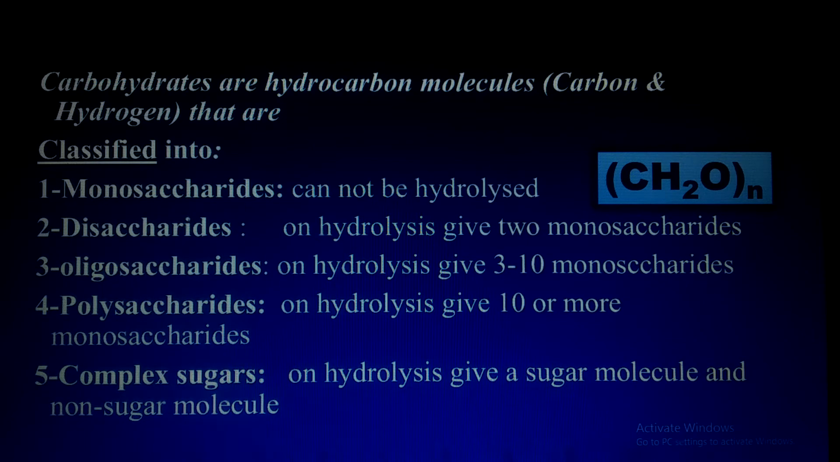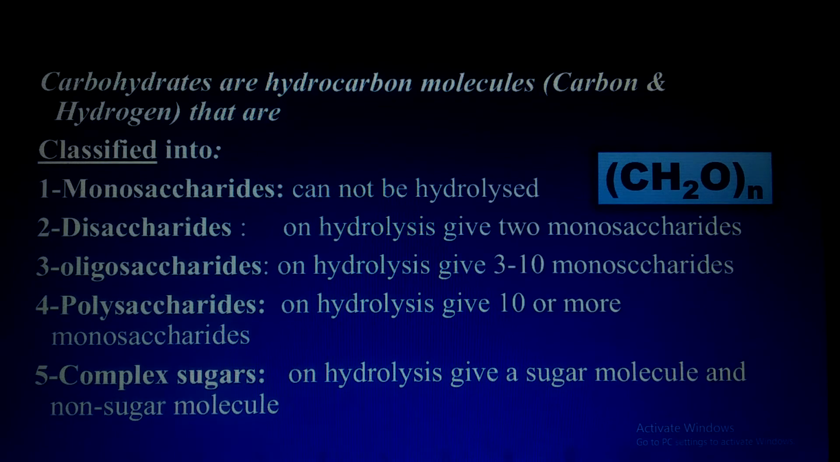Monosaccharides are those which cannot be hydrolyzed. They are the simplest unit, or you can say the building blocks. Monosaccharides are the building blocks of all the carbohydrates, like oligosaccharides, polysaccharides, complex sugars. So, what are oligosaccharides? Oligosaccharides are composed of 3 to 10 monosaccharide units, and on hydrolysis they give rise to 3 to 10 monosaccharides.